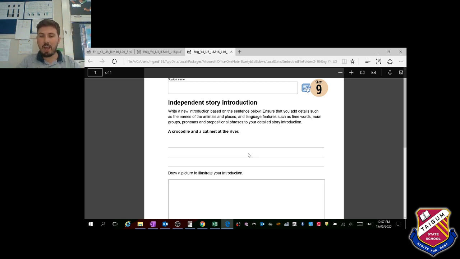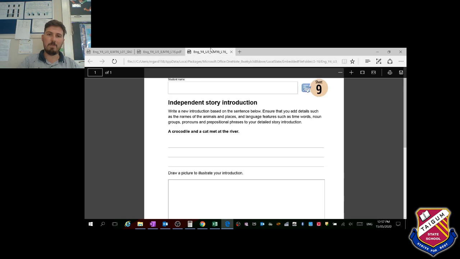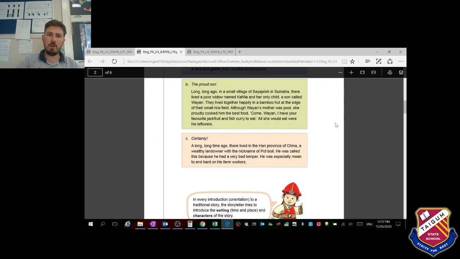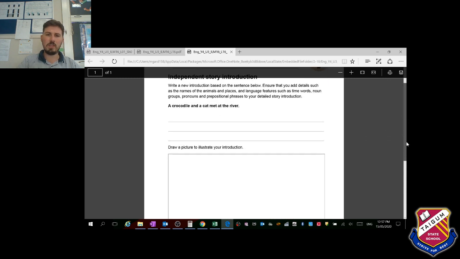So introduce your characters, okay? Introduce some of the time words and the noun groups which we would have put in that other sentence. So you can use that sentence there. Then you can introduce your characters by their name, okay? And you're going to write a few sentences. Doesn't have to be too long. Like these were only 3 sentences, 4 sentences. It's about 3 or 4 sentences of introducing your story.